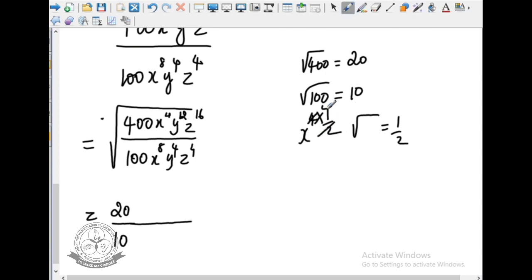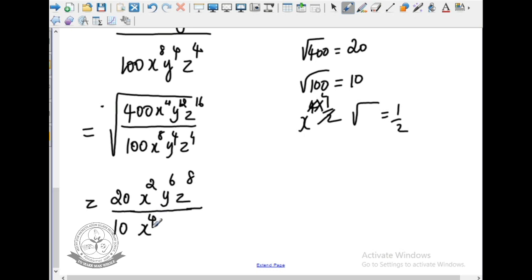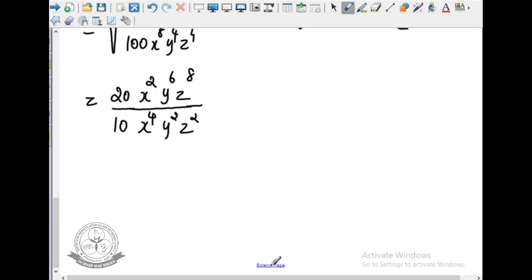So every degree I will divide by 2, or in other words, I will write half of the degree. So x power 2, y power 12 means 12 by 2 is y power 6, z power 16 means z power 8. You should write half of that particular degree. In the denominator, x power 8 becomes x power 4, y power 4 becomes y power 2, and z power 4 means 4 by 2, z squared, right?